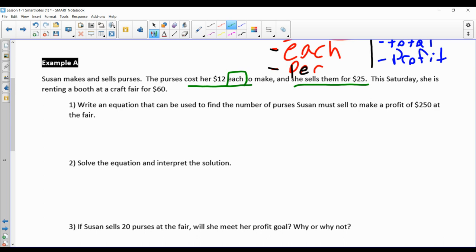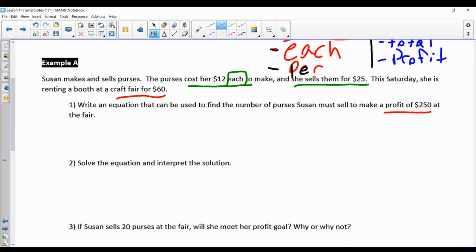We can assume that within this problem. The next key piece of information is that it costs $60 just to rent the booth, as well as the fact that she wants to make a profit of $250. Okay? Now, those are the four numbers that they gave us. Those are the four that we can kind of build off of.